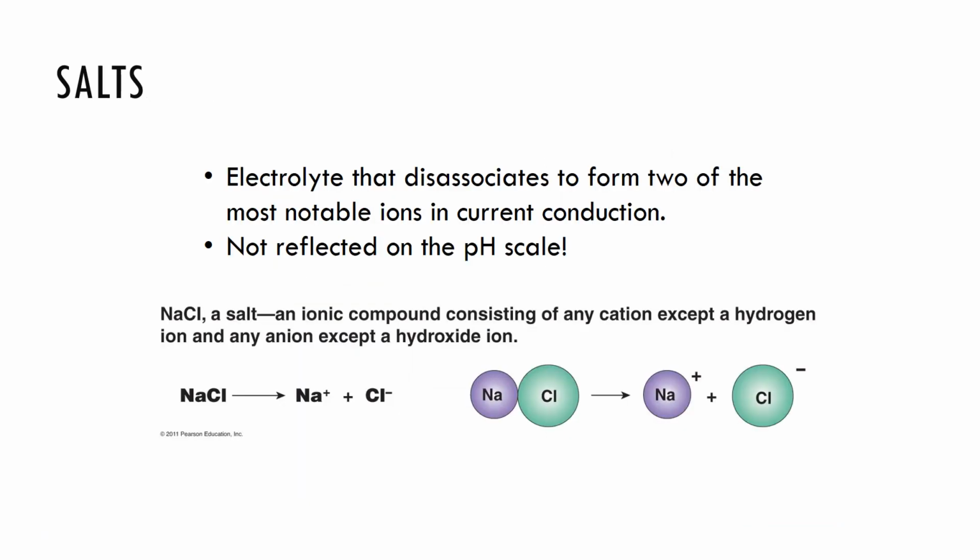Now, a salt is an electrolyte that dissociates to form ions that might be able to conduct electricity. They're not reflected on the pH scale. Sodium chloride is a salt. When it's placed in solution, it releases sodium ions and chloride ions.